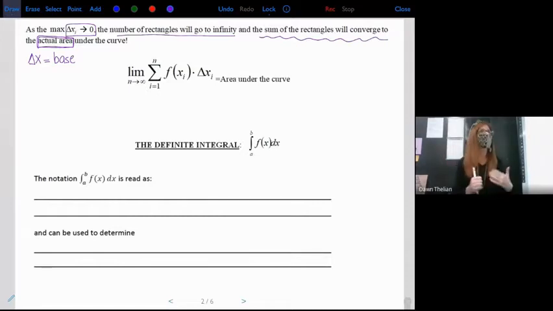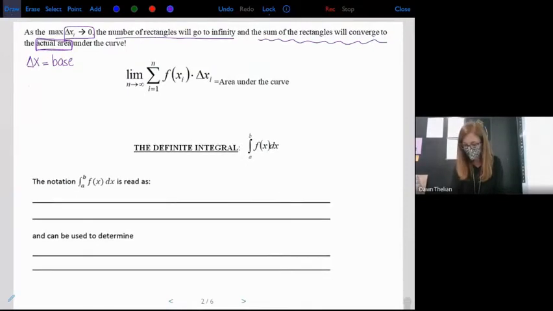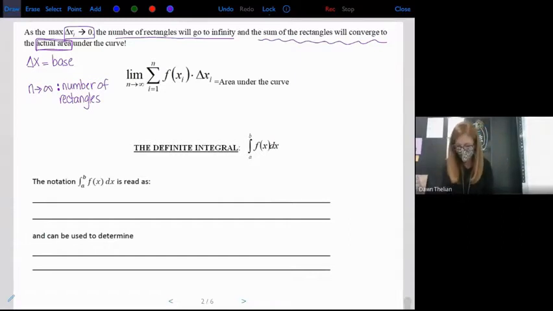A Riemann sum is a limit. So the first part of this is the limit as n goes to infinity. So n going to infinity, this is talking about the number of rectangles. The base of the rectangles is going to 0, so the number of rectangles, n, is going to infinity. So this is our first part. It's the limit as n goes to infinity.